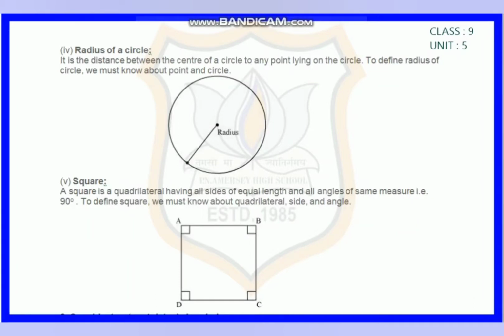Next is radius of a circle. The distance between the center of a circle and any point lying on the circle is defined as the radius. This is the center and this is a point on the circle. The distance between the center and any point lying on a circle is called the radius of a circle. We can say this is the center and this is another point on the circle. We can say this is also called a radius.